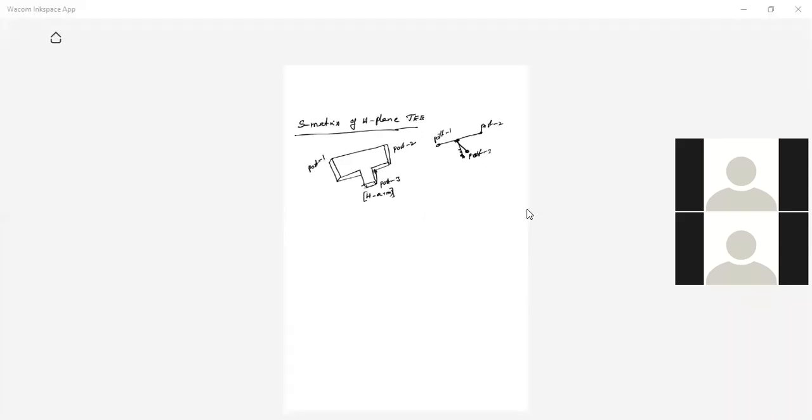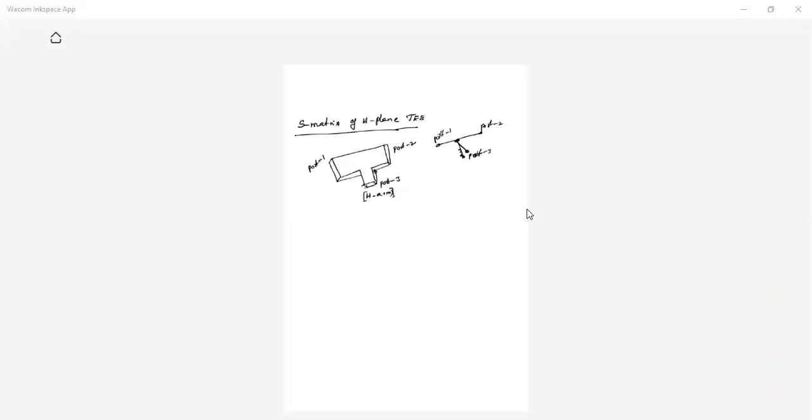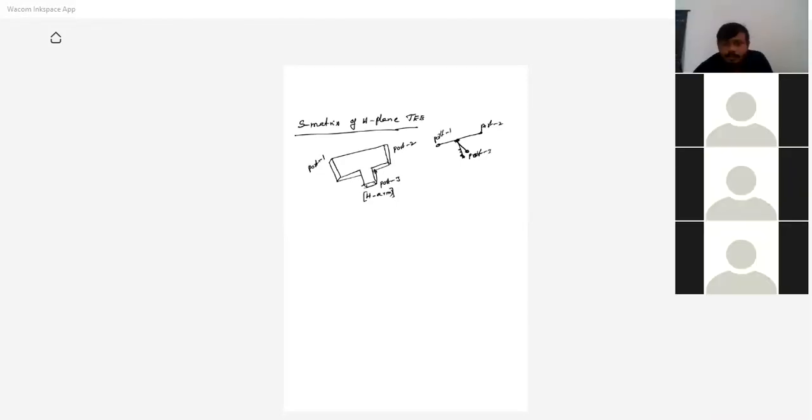So now anyone tell me what is the H plane T? D7. You tell me what is H plane T? What is the properties of H plane T? D7. D7. E4. E4. Yes, sir. Tell me what is H plane T? You start, I will help you. Don't worry. What is H plane T?